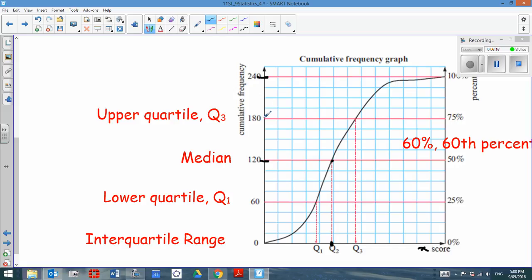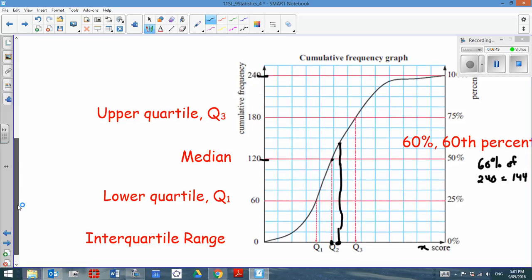So for example, if you were asked to find the 60th percentile, I would take 60% of 240. That's my total, and that gives me 144. So I would want to trace back at about 144, which should correspond to 60%, would be about here. And I would want to track that back down to the x-axis to figure out what score is actually going to correspond to the 60th percentile.